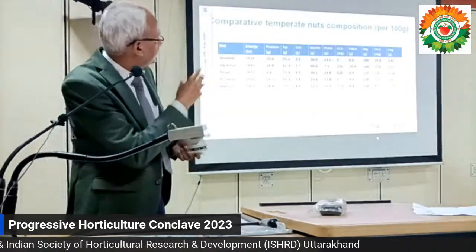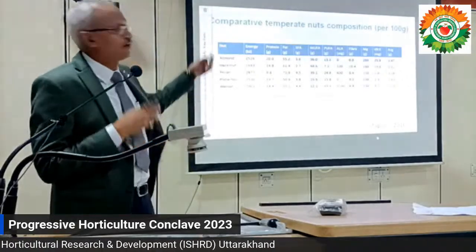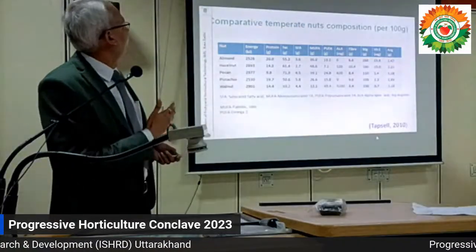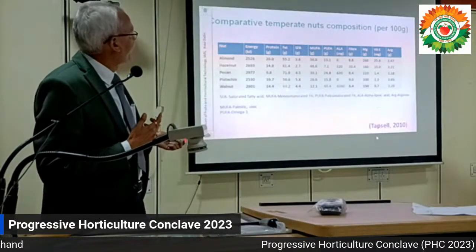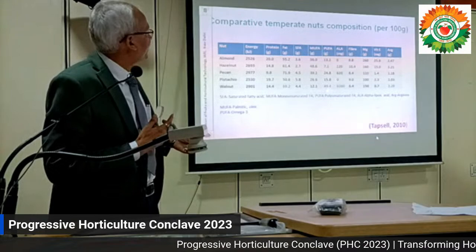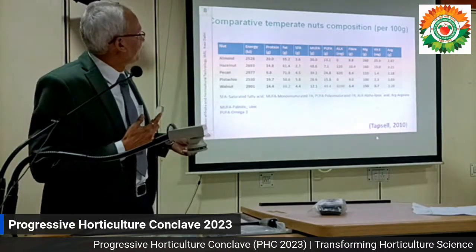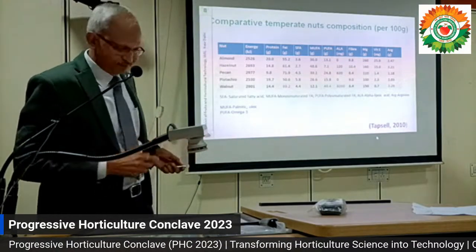So that's the nutritive value, and this is the comparative table of the different temperate nuts. Walnut has very high fat content, especially polyunsaturated fatty acids, alpha-linolenic acid and arginine.